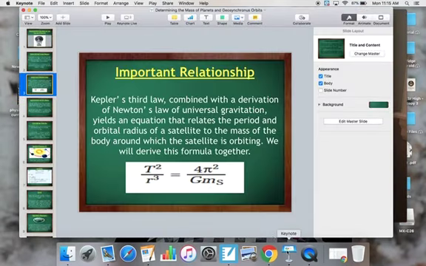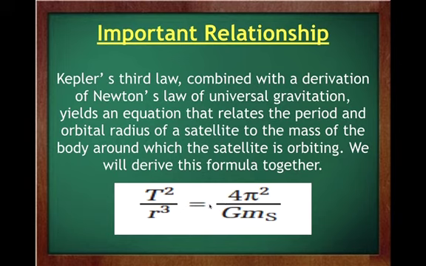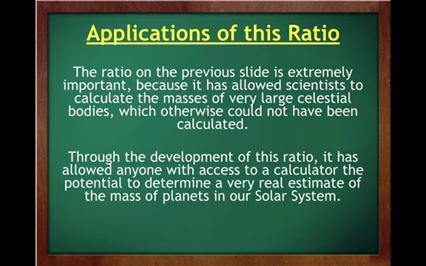Okay, back to the slides. That's the formula we just derived, and we're going to try and use it. We can actually use that ratio, that formula, because it allows us to calculate the masses of those large planets, which otherwise couldn't have been calculated. Through the development of that ratio, it's allowed anyone with access to a calculator to determine a very real estimate of the mass of planets in our solar system.